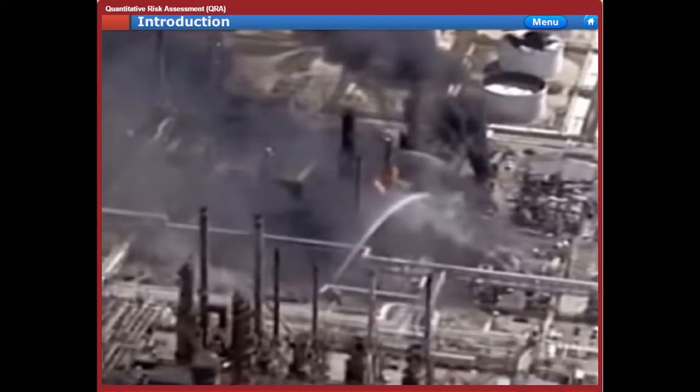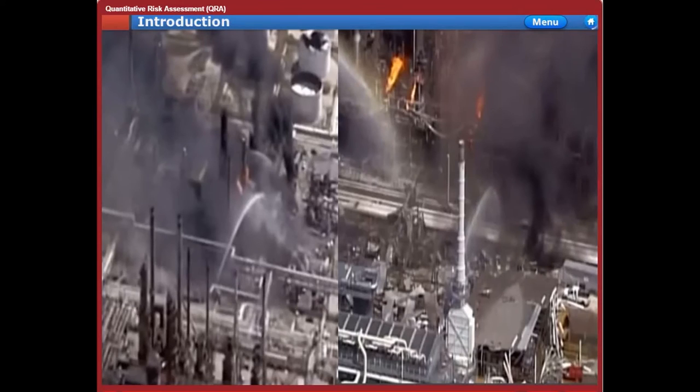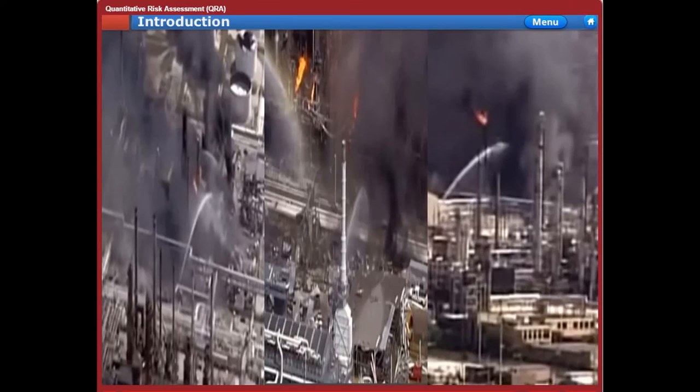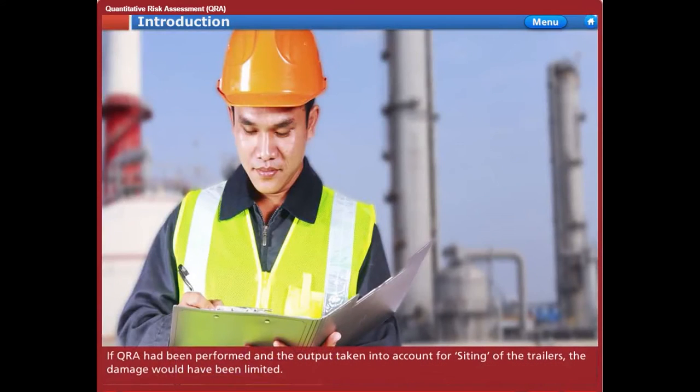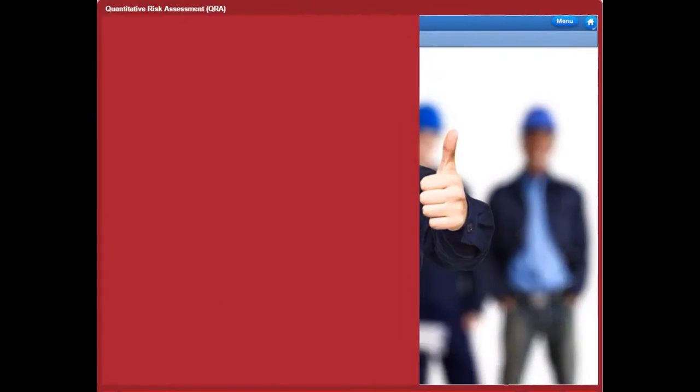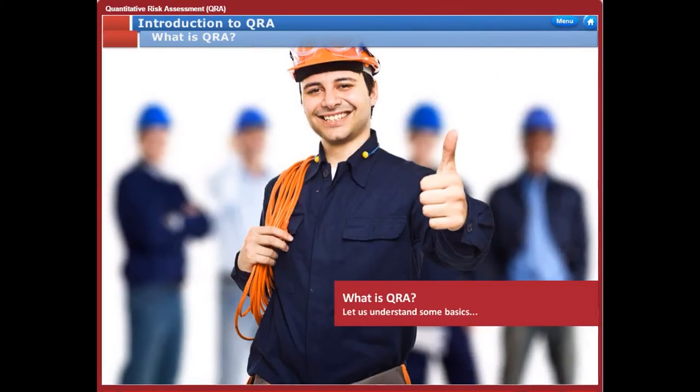In the video you just witnessed, most of the fatalities were the people in trailers sited near the ISOM unit. If QRA had been performed and the output taken into account for siting of the trailers, the damage would have been limited. What is meant by QRA? Let us understand some basics.